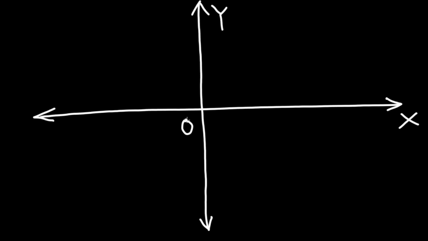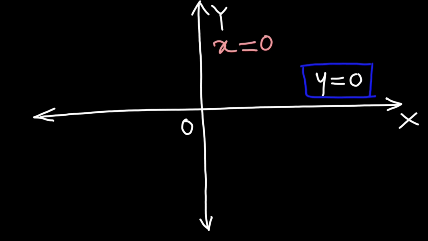What about equations of coordinate axis? The x-axis, the y-axis, origin. Every point on the x-axis has its y coordinate 0. Therefore, the equation of x-axis is y equals 0. Similarly, every point on the y-axis has its x coordinate 0. Therefore, the equation of y-axis is x equals 0.